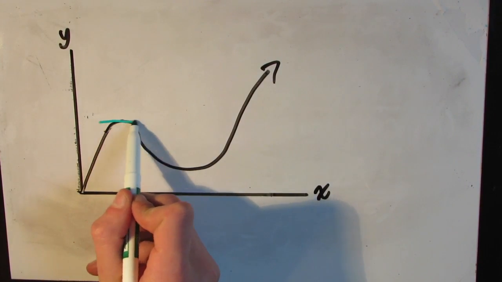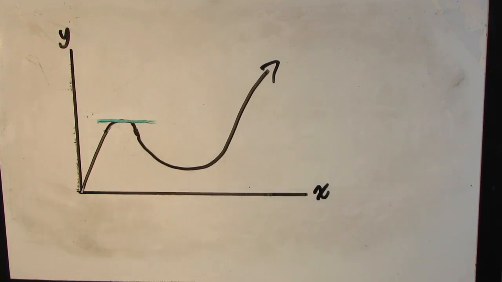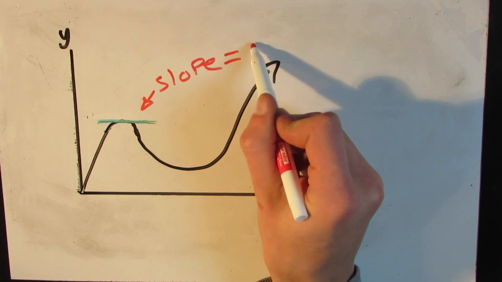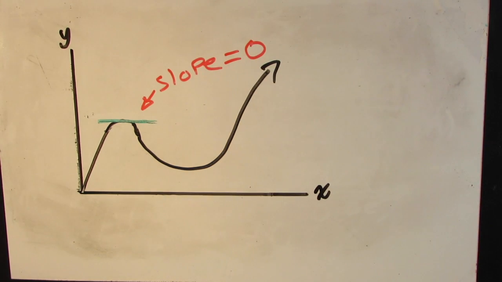Here you can see what our tangent line looks like. And as we have previously determined, the slope of our tangent is equal to 0. This means that there is a turning point at x equal to negative 3.